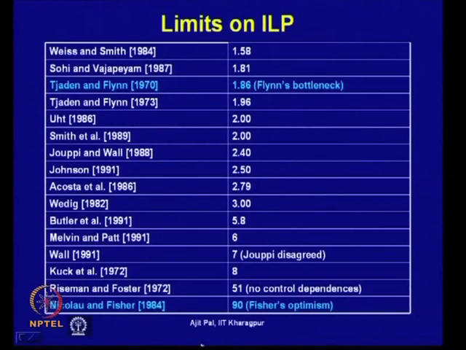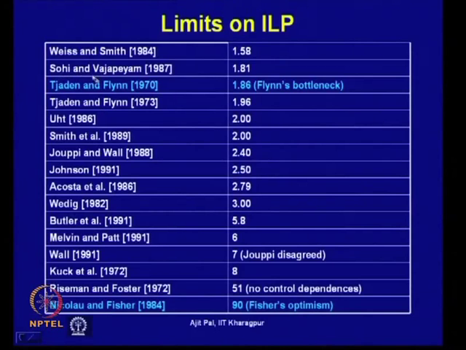But before I discuss superscalar and variations of superscalar, let me touch upon one important aspect, that is the limits on ILP. All the processors that we shall be discussing will heavily rely on the instruction level parallelism that is available. Now, if the instruction level parallelism present is small, then obviously there is little gain in implementing a processor with a large instruction word, or a processor which can issue many instructions simultaneously.